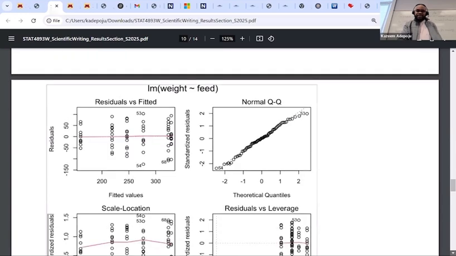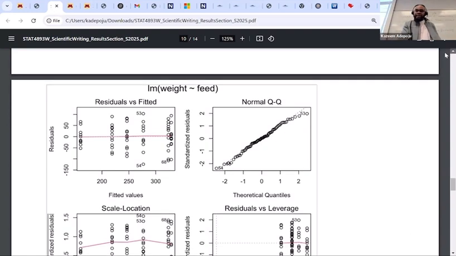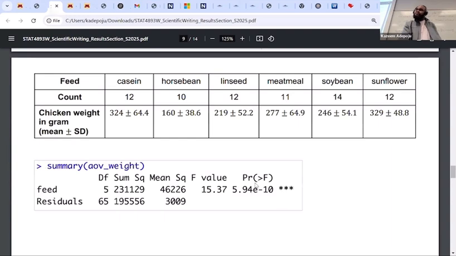Now I need you to pay attention, and that is the reason why I'm doing this right now. This is what we call post-analysis. What I want to do right now is to investigate whether the assumptions underlying the use of analysis of variance hold in the dataset. Otherwise, if the assumptions fail, we cannot trust this p-value.